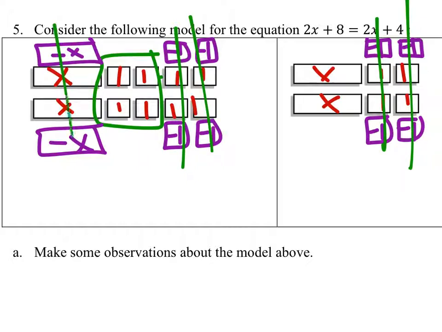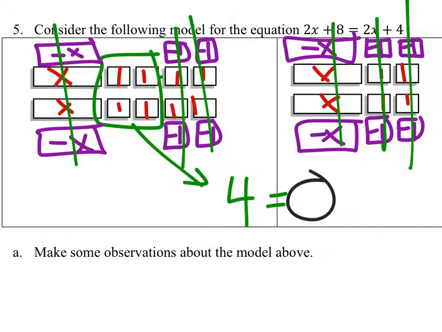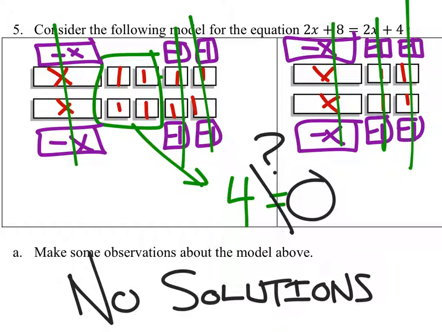Well, these x's cancel away. But if I do it to one side, I got to do it to the other side. So you guys notice, that's good. This is 4, and there's nothing left on that right side. 0. Does 4 equal 0? No. No solution. 4 does not equal 0, so yes, I was right. No solution.